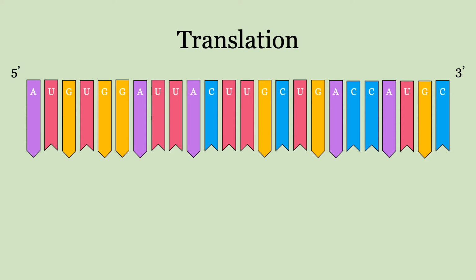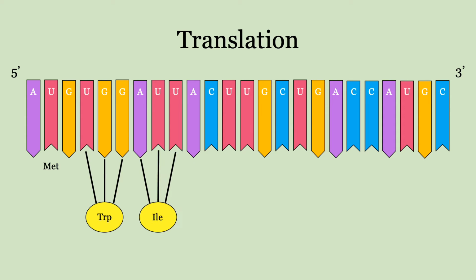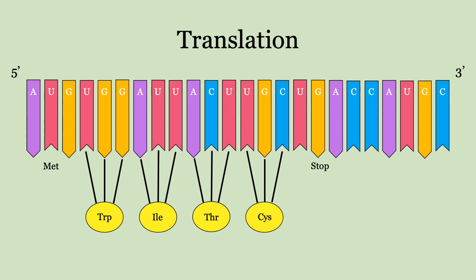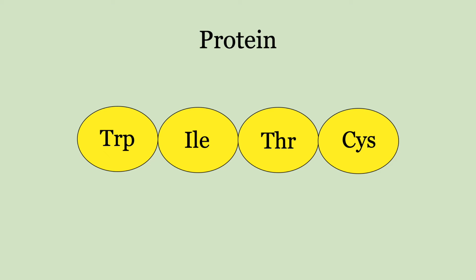During translation, sequences of mRNA that are 3 bases long are used as codons to either start or stop translation or to code for specific amino acids. This particular mRNA sequence codes for a protein made up of tryptophan, isoleucine, threonine, and cysteine. The final protein is this sequence here.